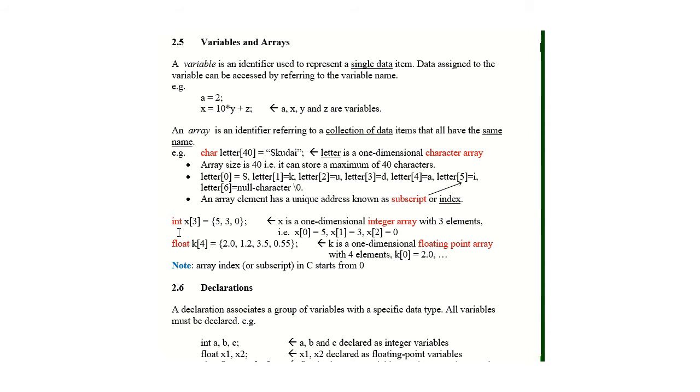Next we have x, an integer array. It is a one-dimensional integer array of size 3, so it has 3 elements. So this is going to be x[0], x[1], x[2]. Here we have a floating point array variable, k, with 4 elements. It's going to be k[0], k[1], and so on. Remember, in C, the array index or subscript starts from 0.